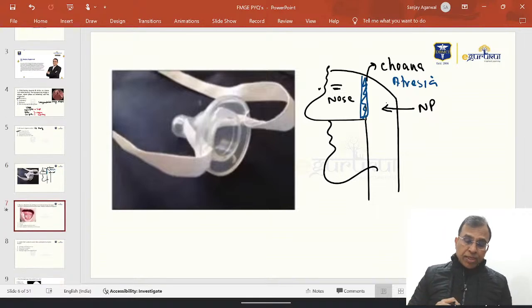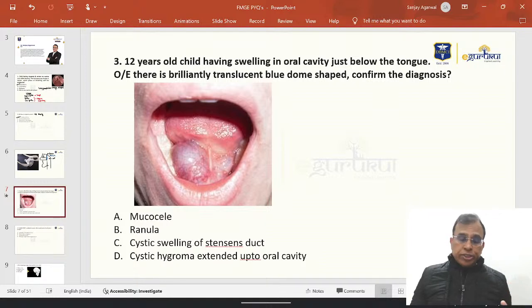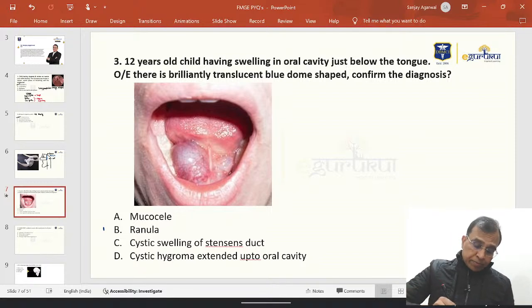Okay. Now again, it's a very straightforward question. It's a 12-year-old child having swelling in the oral cavity just below the tongue, as you can see in the image. On examination, it's a brilliant translucent blue dome-shaped structure. Confirm the diagnosis. So even if I don't give you this history, if I just give you the image straight away and ask you what is the diagnosis, it's a spot diagnosis, guys, where this is a ranula.